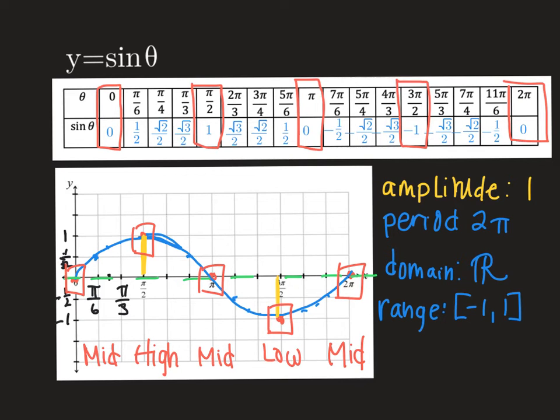You'll notice that the graph starts at the midline, goes to the highest point possible, goes back to the midline, goes to the lowest point possible, and then back to the midline. Okay, so that's the sine function. Now, let's look at what the cosine function and how it looks a little different.